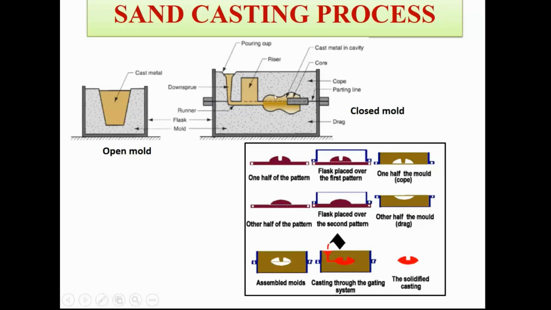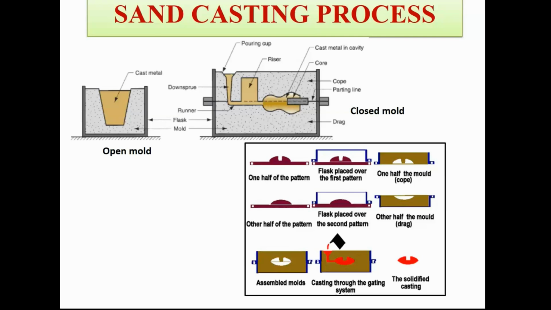So in order to make this cavity, it can be formed with the help of an object which is called the pattern, and it is the replica of the part which you want to mold. This pattern can be made with the help of different types of materials such as wood, plastics, and metal.